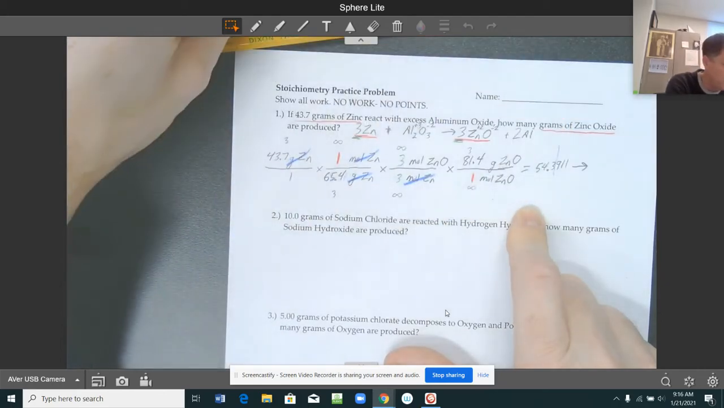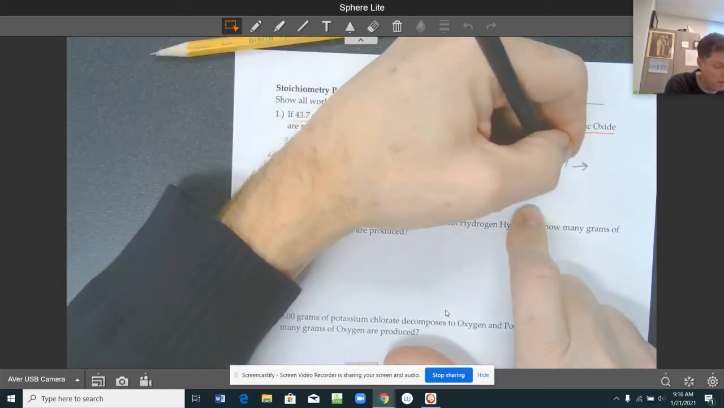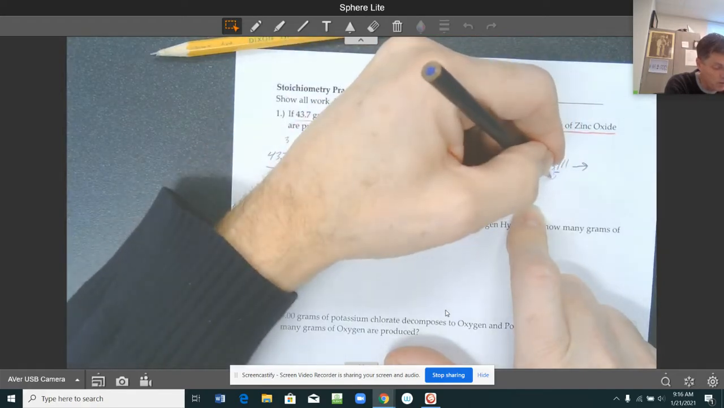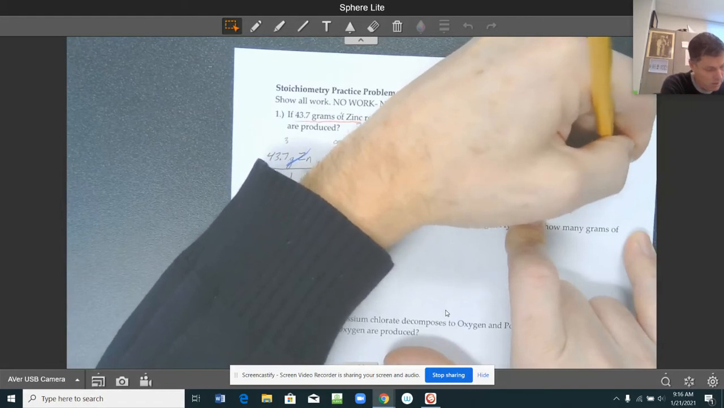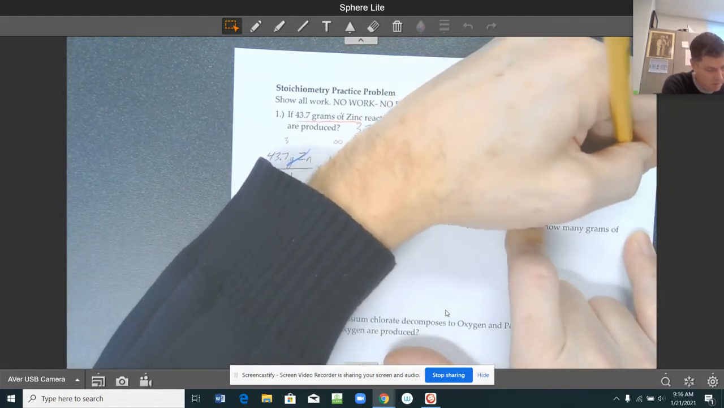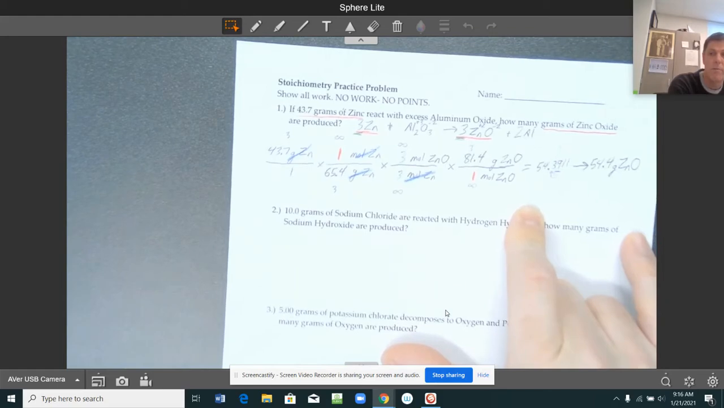Again, that's how I run it. I look one spot to the right. It's 5 or greater, so that means it's going to round up. My final answer becomes 54.4 grams of ZnO.